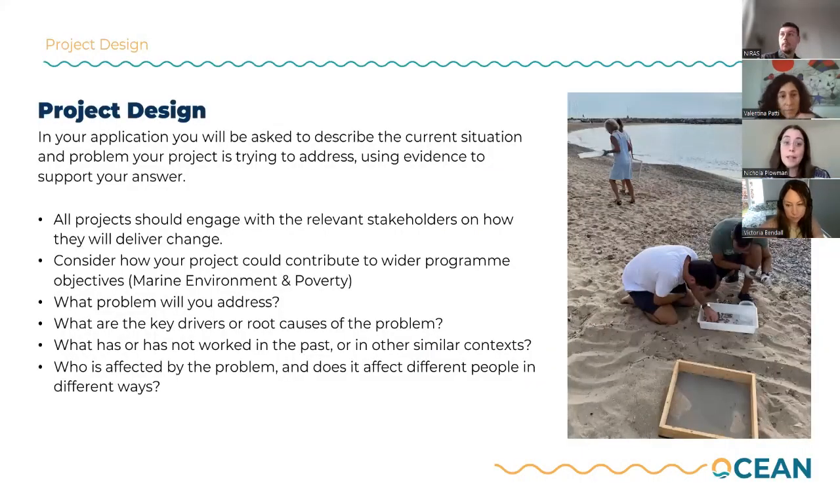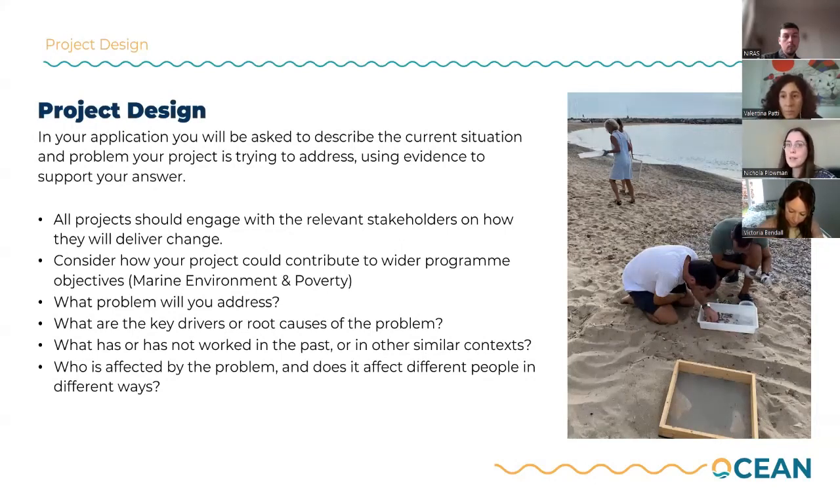So in your application, one of the key areas that you'll be asked to address is to describe the current situation and the problem that your project is going to address. And you'll be asked to provide as much evidence as you can to support your answer.